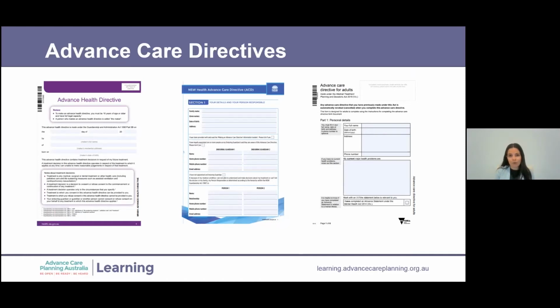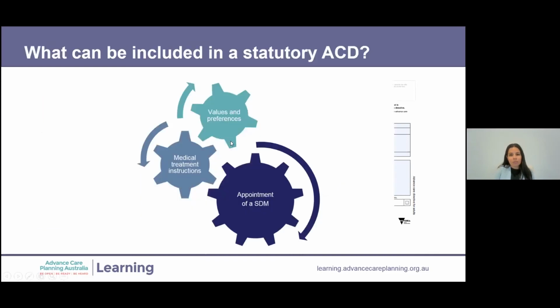Yes, the forms are important and the advanced care directives are there. I've put a few examples of the actual state-based forms. So we've got on the far left WA, in the middle New South Wales, and Victoria on the right. But the conversation and actually initiating those conversations is one of the most important parts. And yes, then we can document them in the advanced care directive forms. But what can actually people do in those forms? Really, every state has their own forms, but they answer those three main questions that I said at the start.